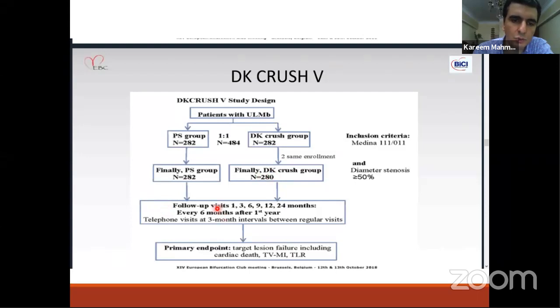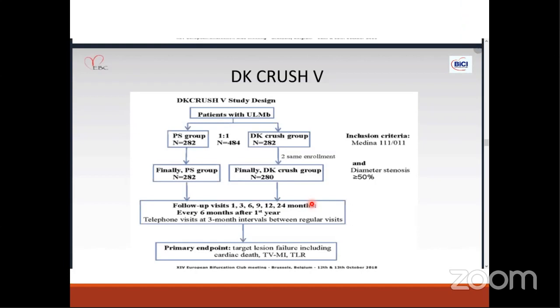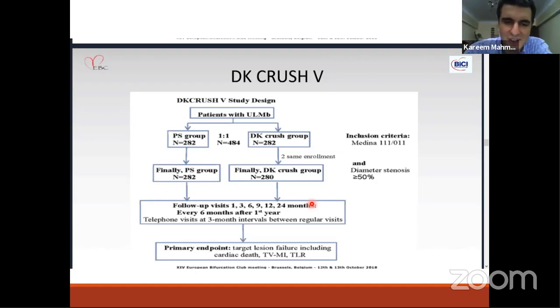The follow-up was intended to be at this interval, and in 2017 we have the result of the 1-year follow-up of the DK Crush 5. The primary endpoint in the DK Crush 5 was defined as target lesion failure. Target lesion failure includes 3 items: cardiac death, target vessel myocardial infarction, and target lesion revascularization. They added a safety endpoint, which was stent thrombosis.